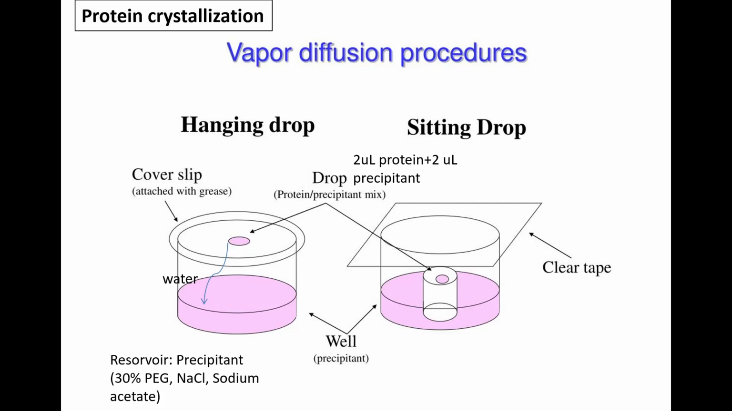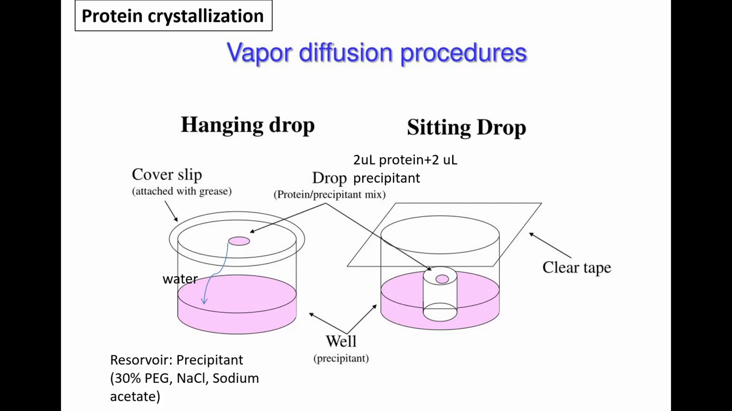For that, there are different procedures. One is the vapor diffusion procedure, which is a common procedure in producing the crystal. So practically, this is theory, but practically what we do is that we screen the different conditions of formation of a crystal.